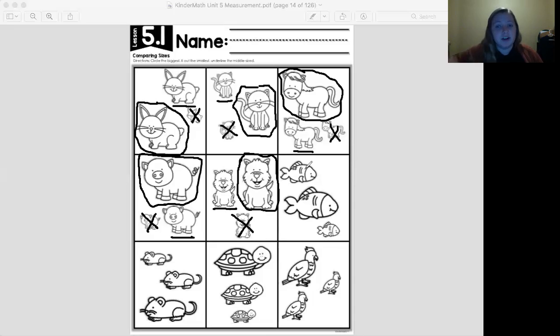I'm going to repeat the directions 2 more times, and then you're going to get a few moments to try yourself. Okay, you're going to circle the biggest, you're going to put an X on the smallest, and you're going to underline the middle-sized. All right, you're going to circle the biggest, X out the smallest, and put a line under the middle size. All right, I want you to try that right now.